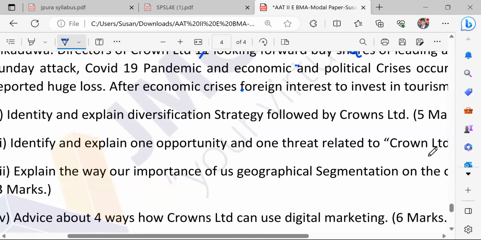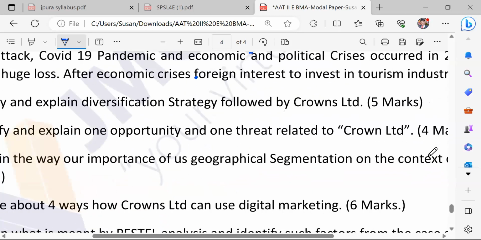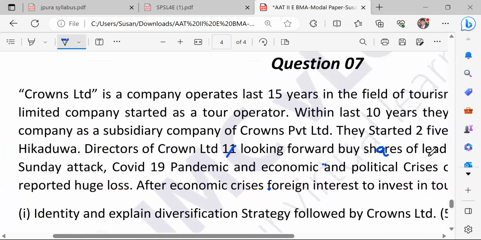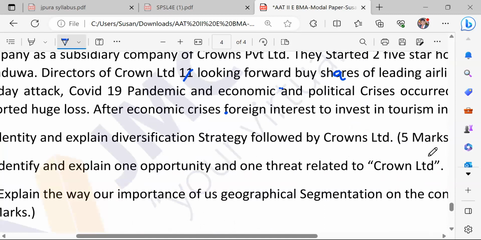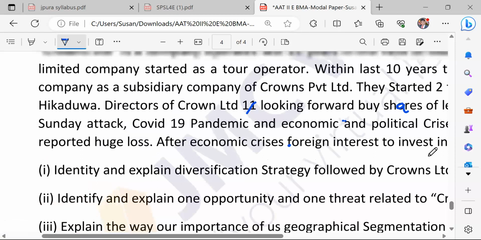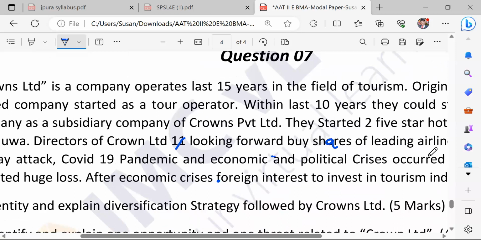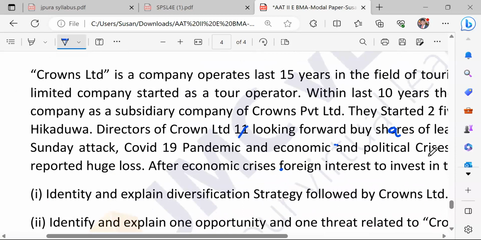Identify and explain the opportunity and threat. One opportunity and one threat related to Crowns. What is the opportunity? First, we will identify. One opportunity is there's a potential investment, right? We can say there are threats from the external environment. You can list down COVID-19 pandemic, Easter Sunday attack, economic crisis. These are threats.